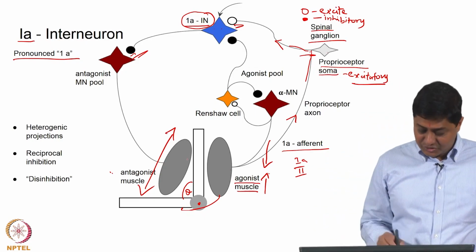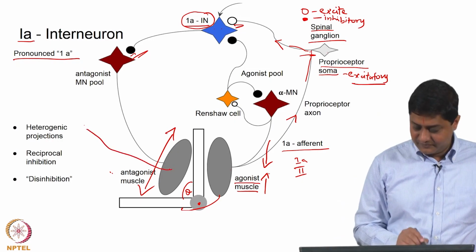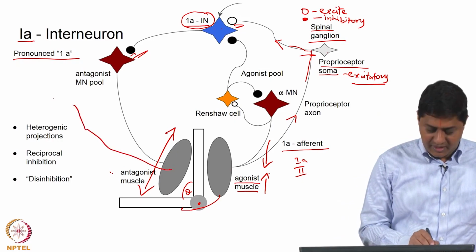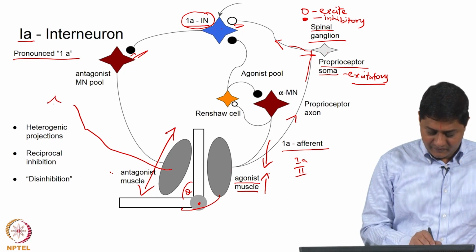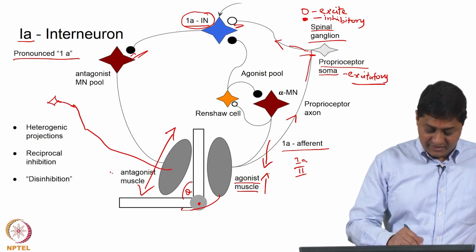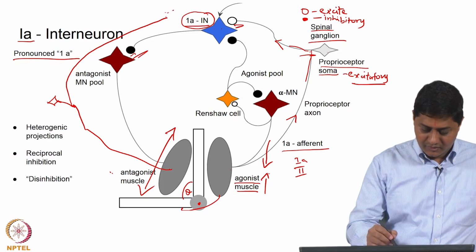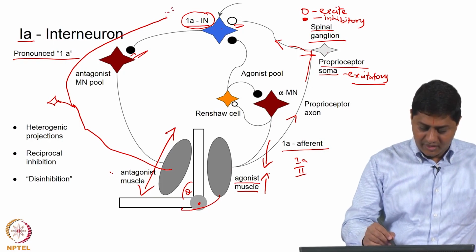Then what will happen? As soon as this muscle is getting stretched, what is not shown in this picture, now I will draw, is that there is a proprioceptor axon here whose cell body is lying in the spinal ganglion, let us say that is the spinal ganglion, and there is a T shaped axon having both orthodromic and antidromic conduction, and there is one more neuron here.